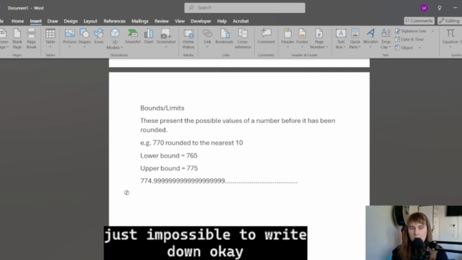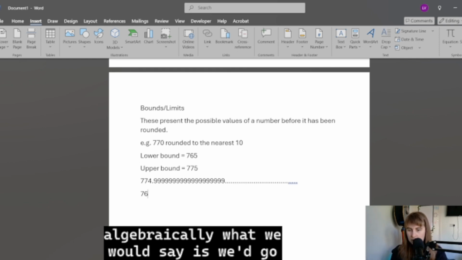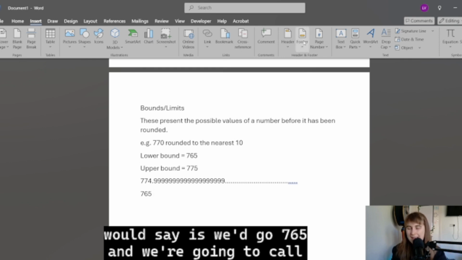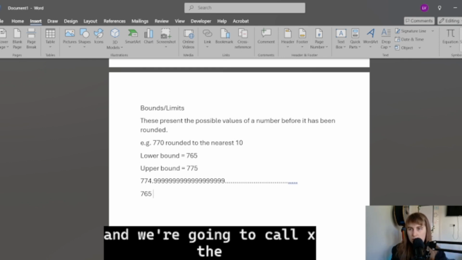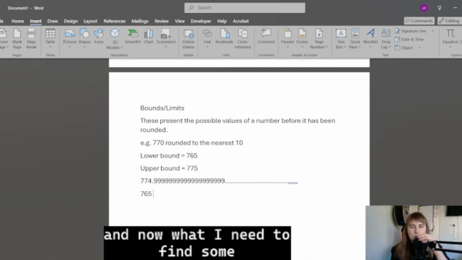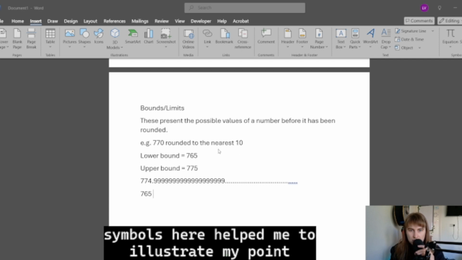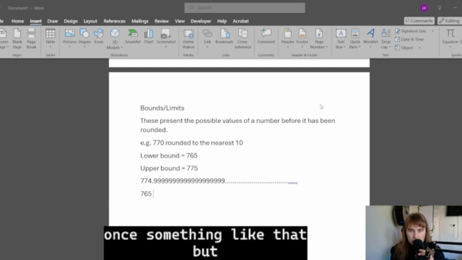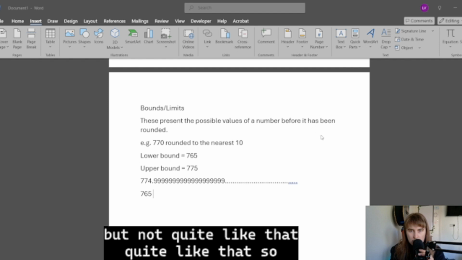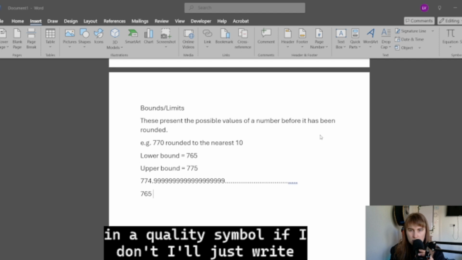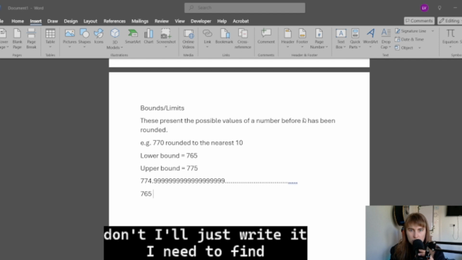Okay. Now, when we write this algebraically, what we would say is we'd go 765, and we're going to call x the original number. Now, what I need to find is some inequality symbols here that help me to illustrate my point. So I want something like that, but not quite like that. So, am I going to find my inequality symbol? If I don't, I'll just write it. I need to find my maths ones.